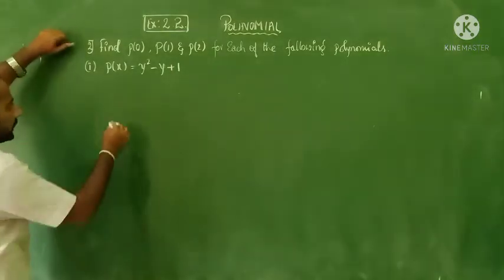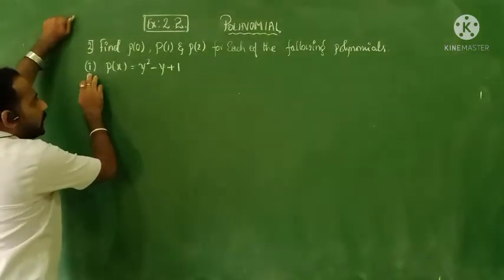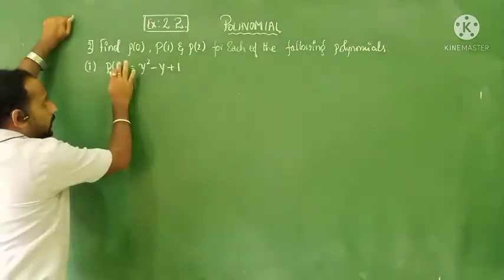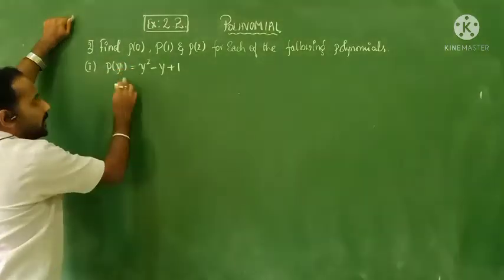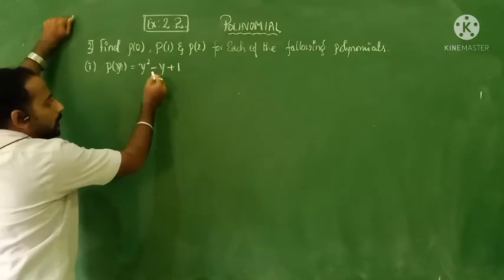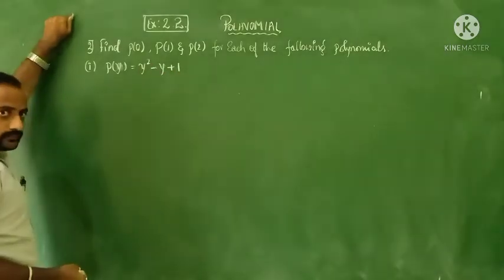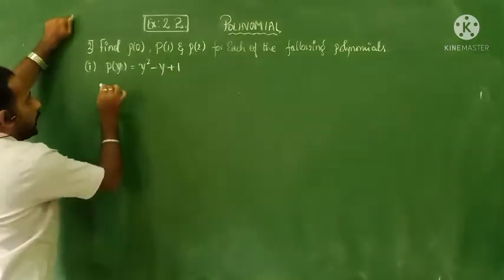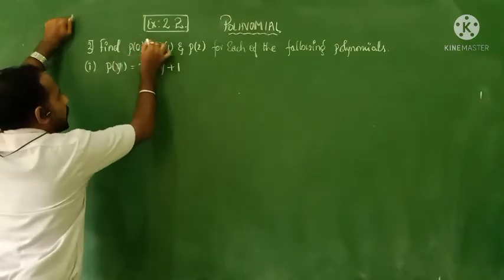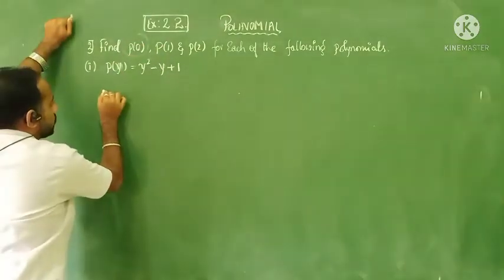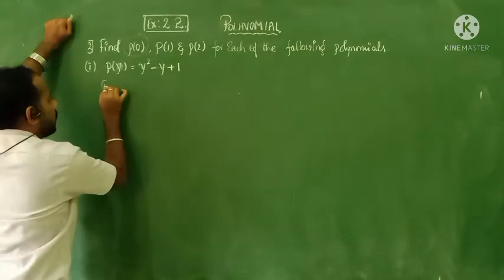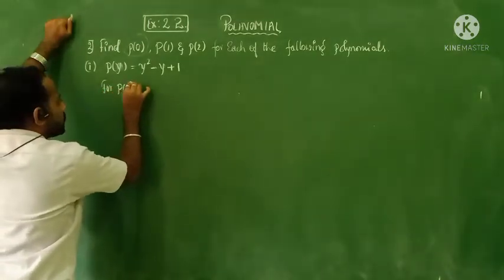You can understand better. First question: P of x is equal to y, now P of y is equal to y square minus y plus 1. This is the question. Now find the value for P of 0 first. So therefore, for P of 0.